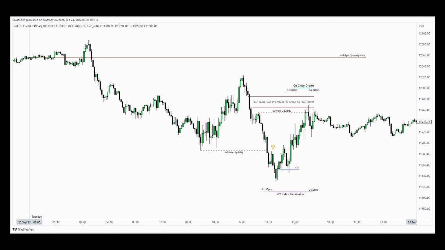And as I said earlier, I want to be really nimble and quick, so therefore I'm not aiming for much, I'm not aiming for big moves, and I'm aiming for the buy side liquidity above this short-term high. And finally, as the full profit target, this fair value gap in a premium PD array. Also notice time of day. I'm taking my full profit during the on-close orders time period.